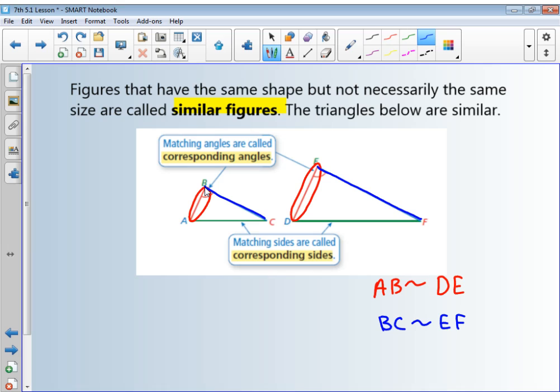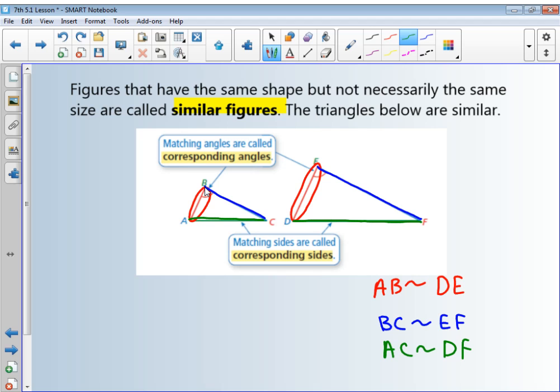And honestly, when you do these, you should put them in the same order. Notice how I didn't say CB. Although if I was truly just identifying the sides, it would be okay if I said CB, it's just easier if you put them in the same order. My last set of corresponding sides would be AC corresponds to, or is similar to, DF. So that's working with corresponding sides.